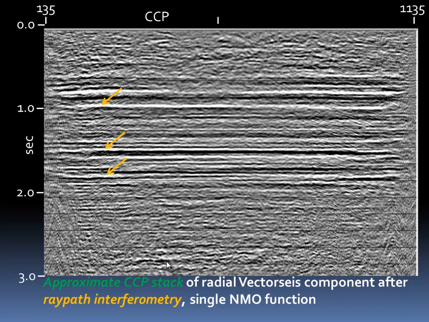Now, in spite of the fact that we only used a single NMO function, we see no structure here. So what it appears is that the interferometry also helps correct the residual move-out. And this is not unexpected because we know from our mathematical analysis of the usual statics correction process that residual move-out is not orthogonal to the surface corrections.